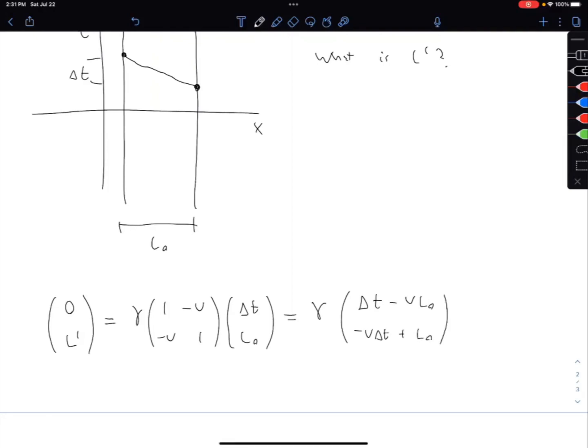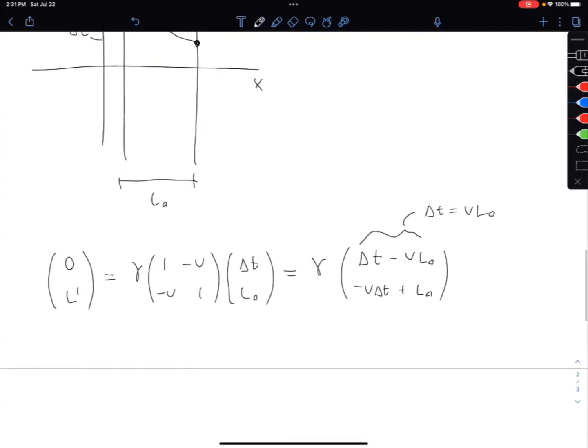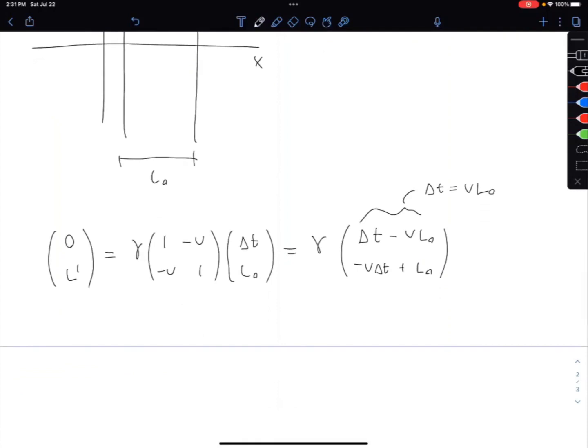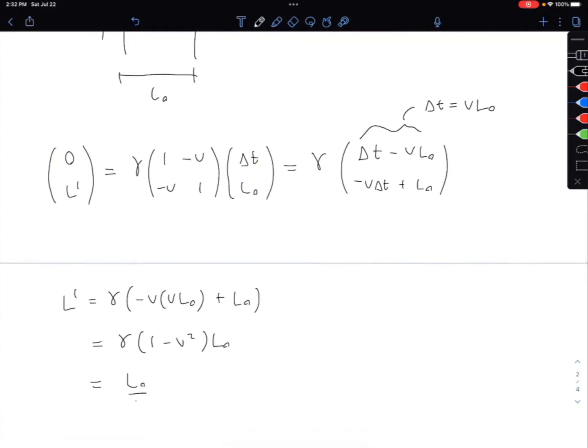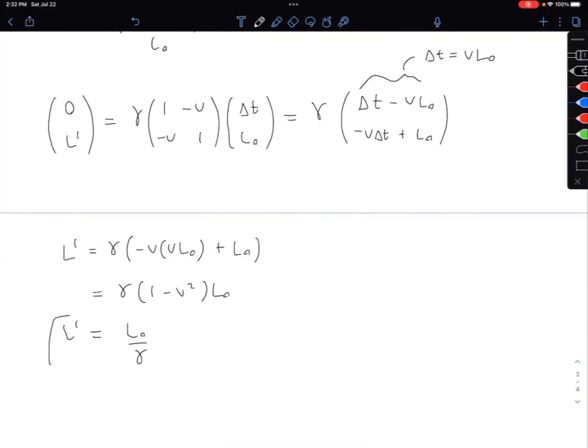Now in order to get 0, I have to have that delta T is V times L0, right? And that means that if I now read the bottom equation, I will see that L prime is going to be gamma times minus V times V L0 plus L0. And then if I simplify that, that is going to be gamma times 1 minus V squared L0, which is just going to be L0 over gamma.